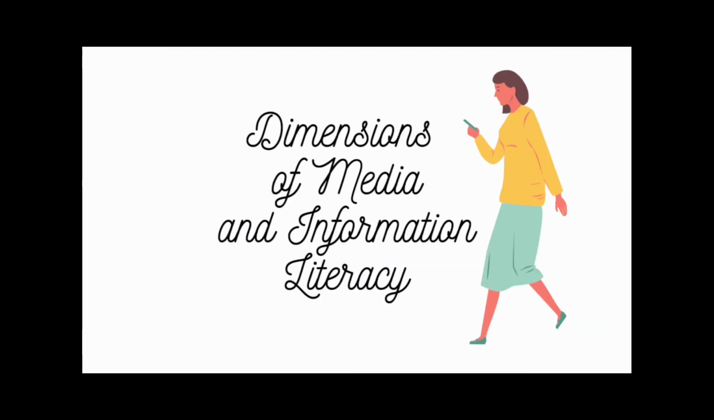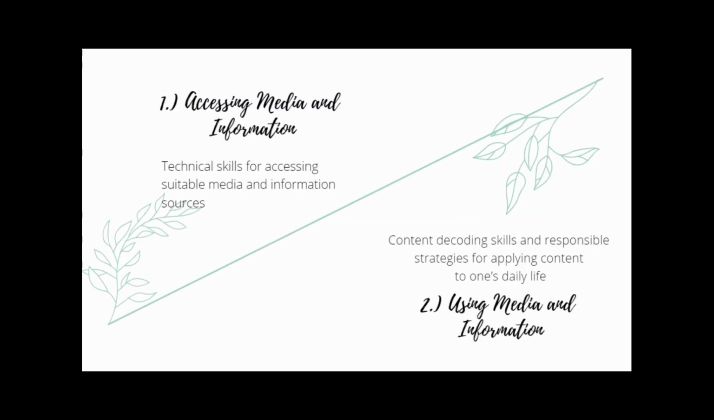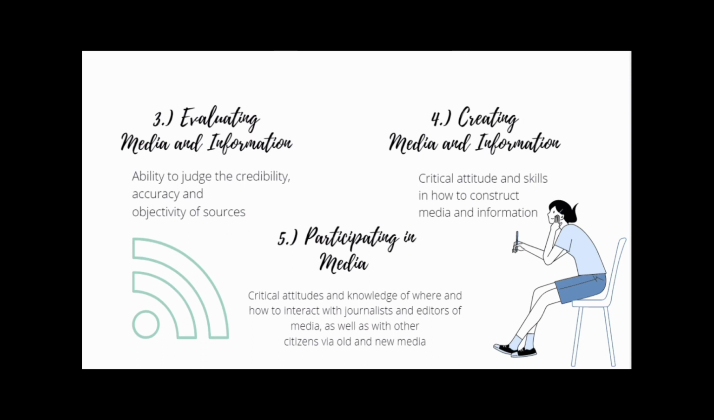And now let us discuss the dimensions of media and information literacy. One: accessing media and information, technical skills for accessing suitable media and information sources. Two: using media and information, content decoding skills and responsible strategies for applying content to one's daily life. Three: evaluating media and information, the ability to judge the credibility, accuracy, and objectivity of sources. Four: creating media and information, critical attitude and skills in how to construct media and information.